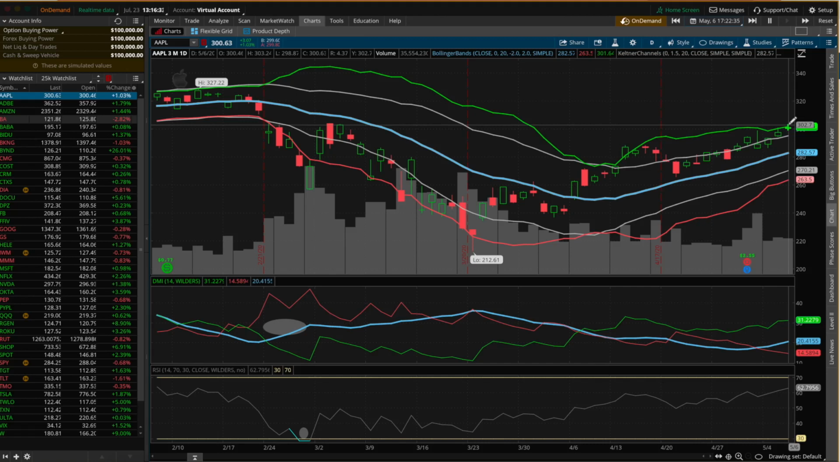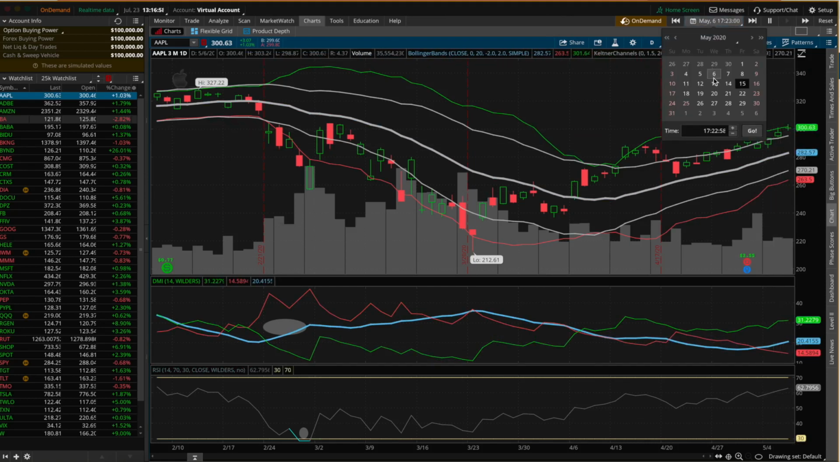But what you need to notice here is how the ADX is behaving. First of all, let's look at this green indicator, which indicates that Apple is in a bullish trend. And now you will notice that ADX is beginning to pick up. Once it goes above the 20 to 25 area, that means this trend is strong. So let's see how this trend progresses as we move on with time.